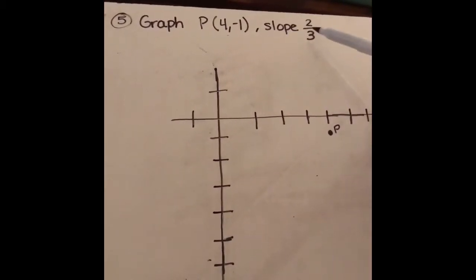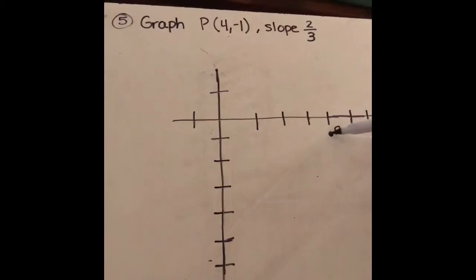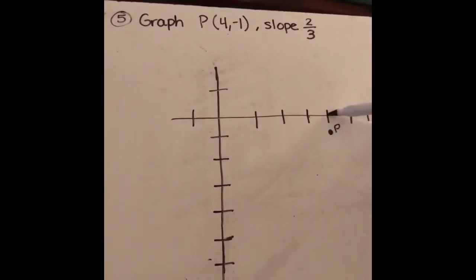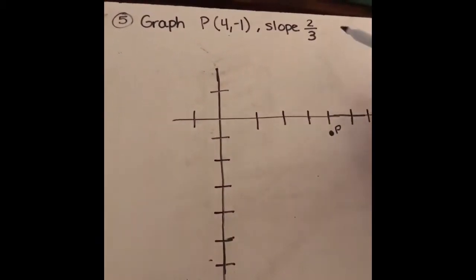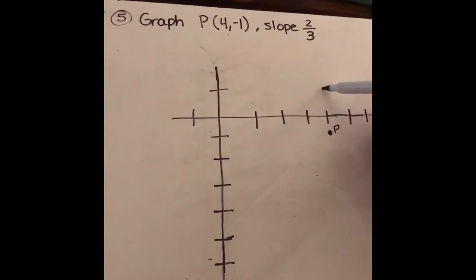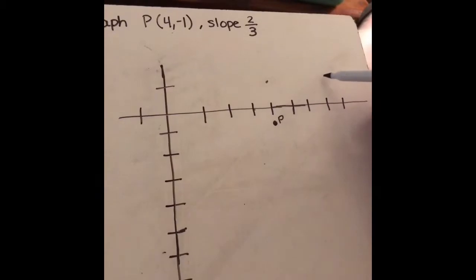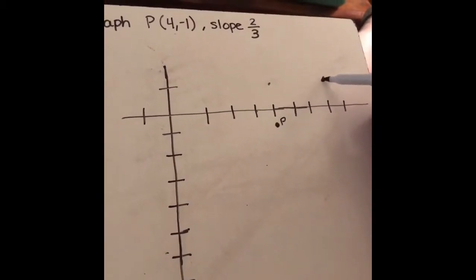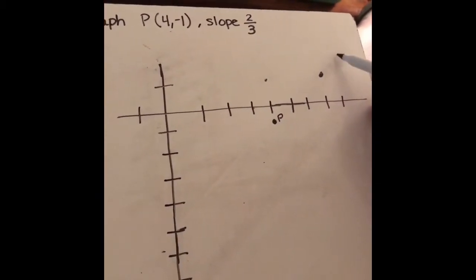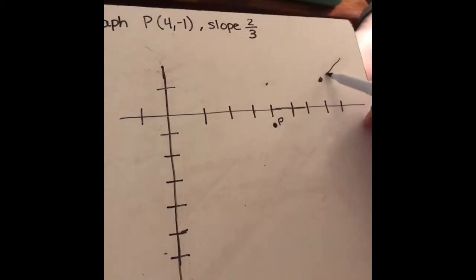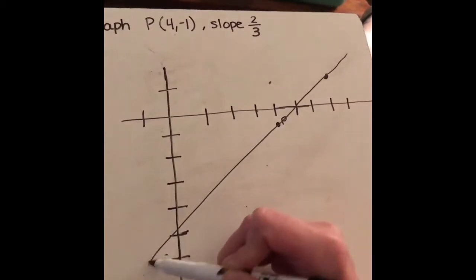Now you need to do your slope. Find your slope, which is up 2 over 3. So starting at P, you're going to go up 1, 2, okay? It's here, and then over 3. So 1, 2, 3. Okay? And now you can draw your line through these two.